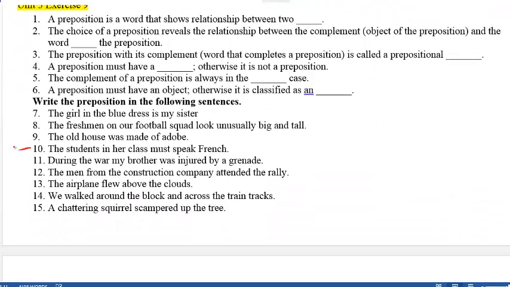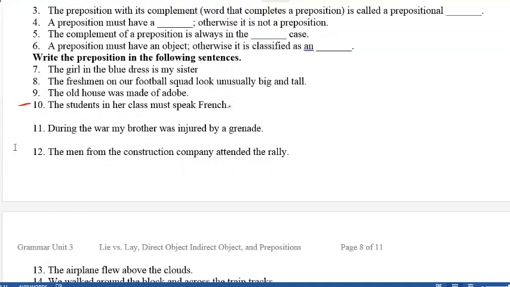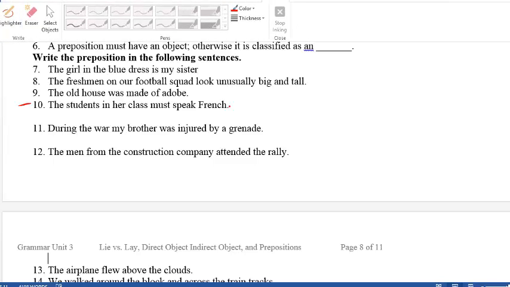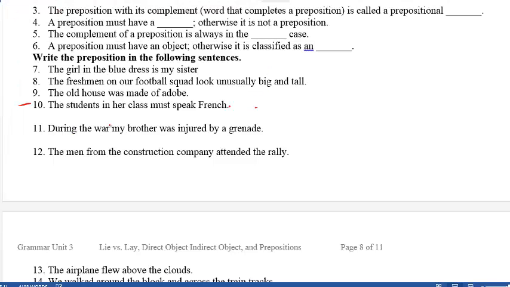So let's take a look at number 10. In this one, the students in her class must speak French. So students is the subject. In her class is a prepositional phrase. In is the preposition, class is the complement or the object of the preposition.